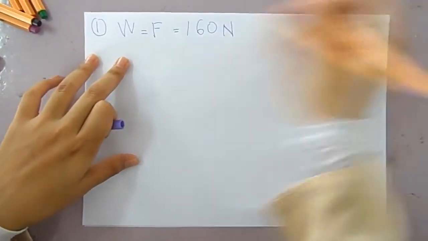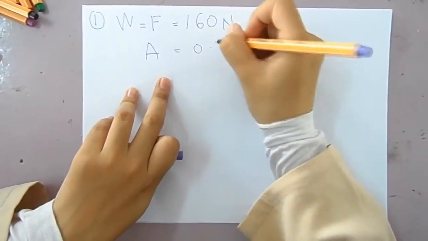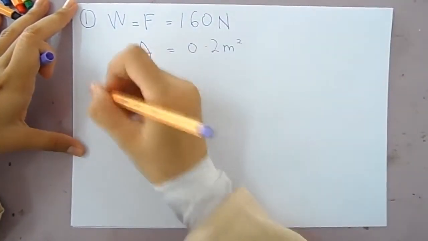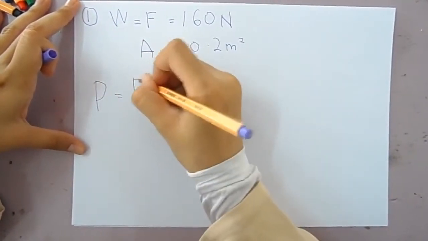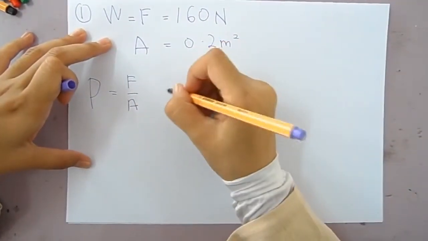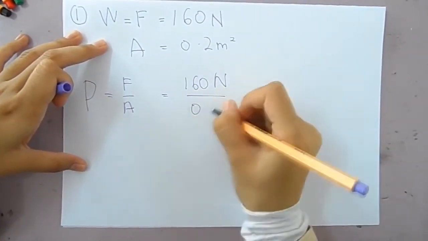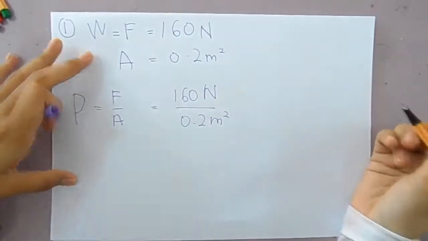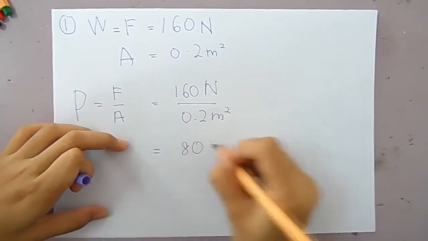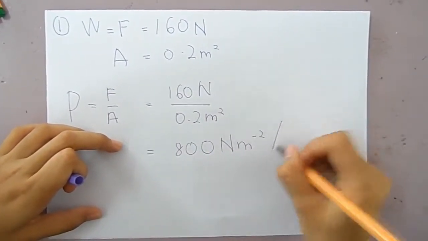The next information given is A, which means total surface area, is 0.2 meter squared. Based on the formula P equals force over area, substitute the information given, which means 160 Newton over 0.2 meter squared. By using the calculator, you will get 800 Newton per meter squared, or Pascal.